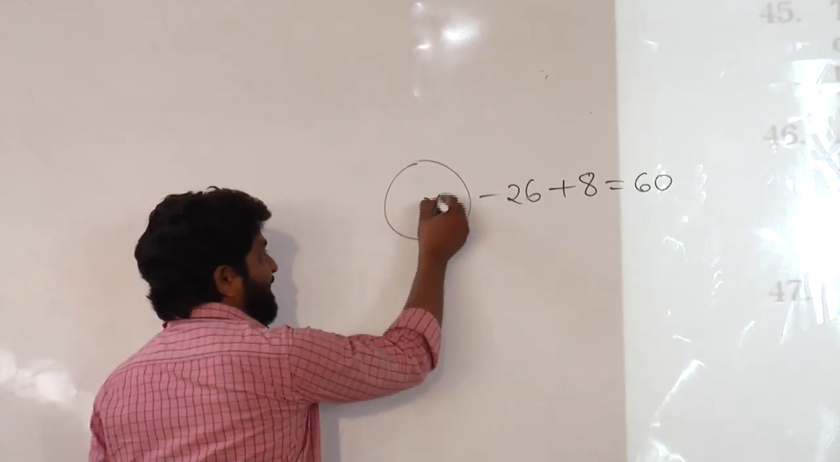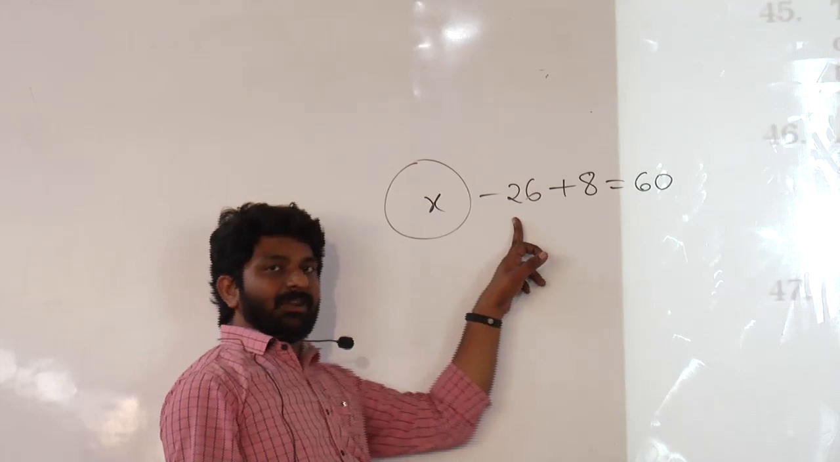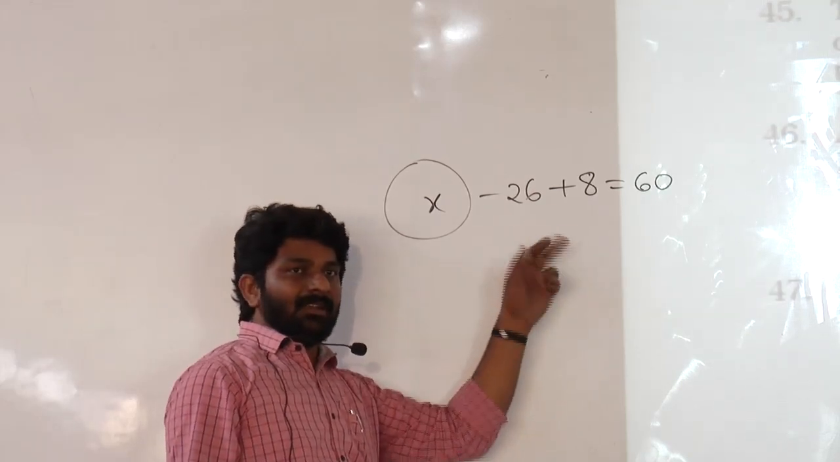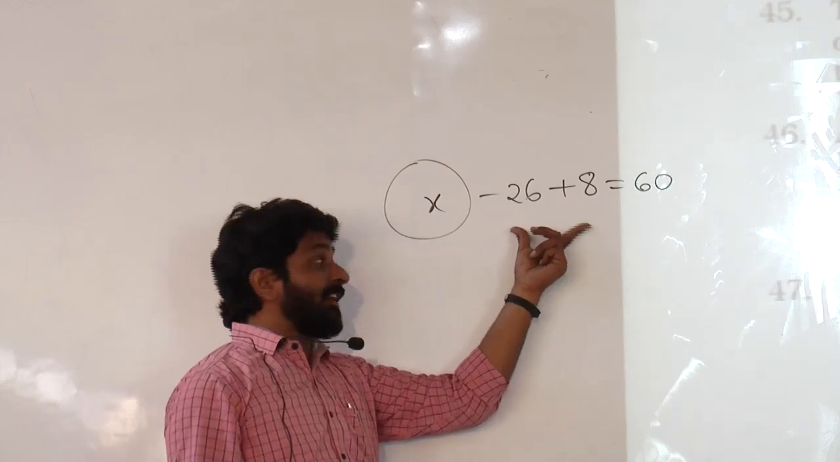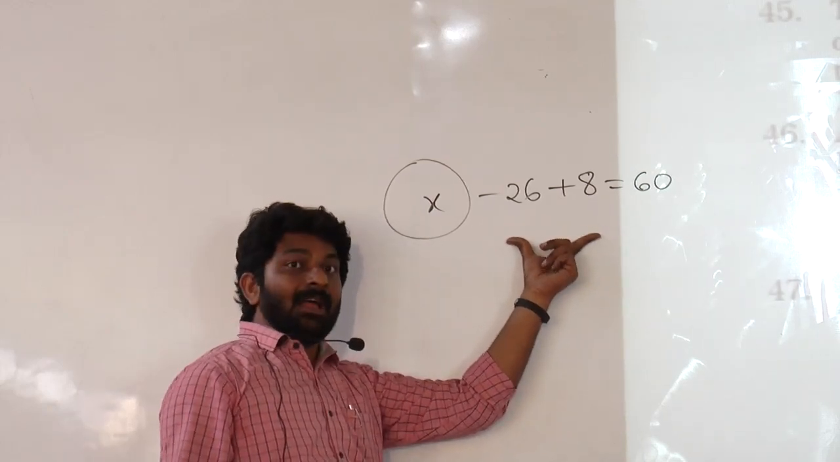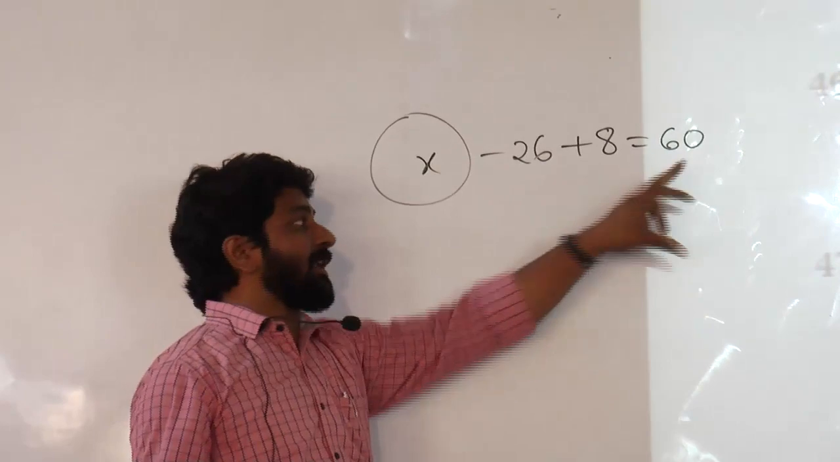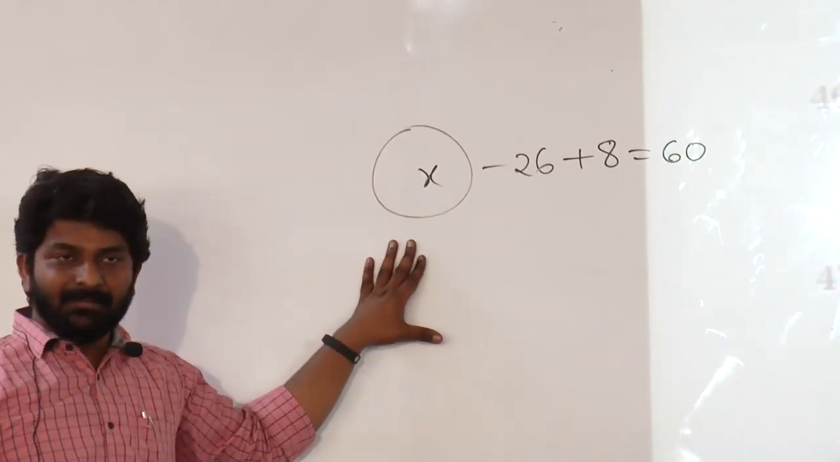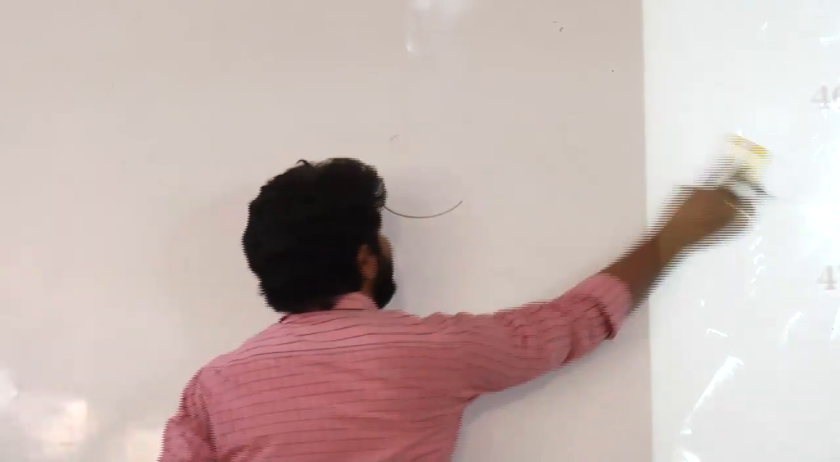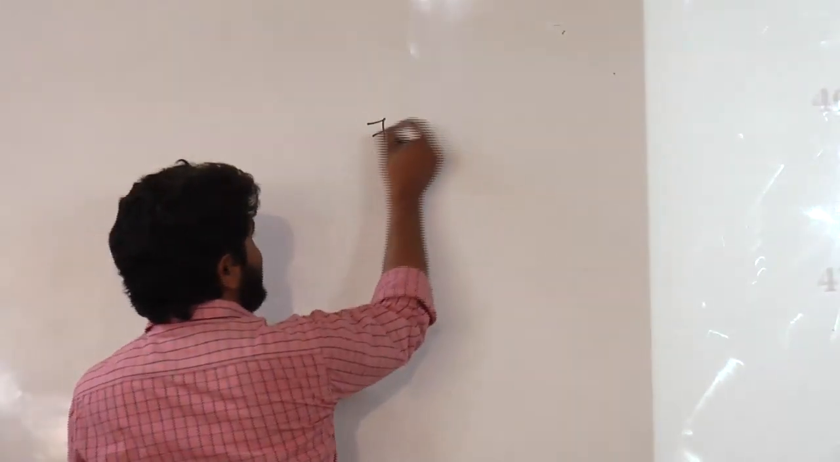Let's say the initial quantity is X. 26 liters were drawn and then 8 liters were added. The final effect is that 18 liters were subtracted. After subtracting 18 liters, now you have 60. Then the final quantity will be 78, right? Yes or no? So my initial quantity is 78 liters.